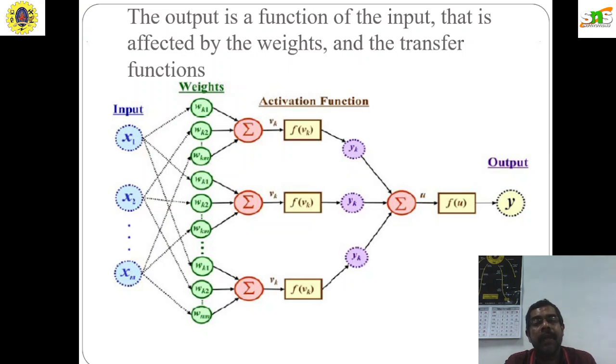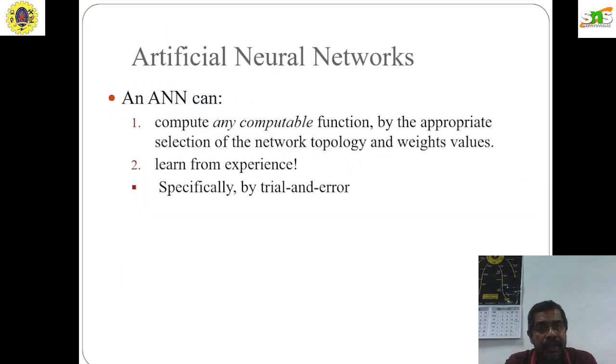That is summed by the summation factor and finally produces f of u. This way, we consider the activation function at the output and transfer the functions to the next set of neurons.